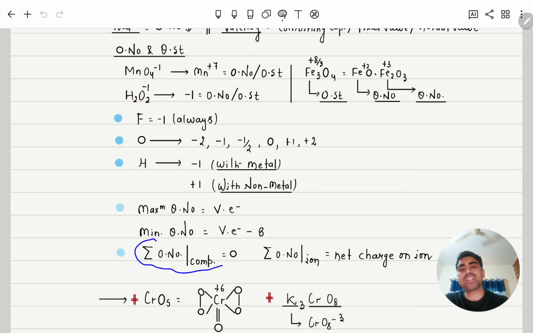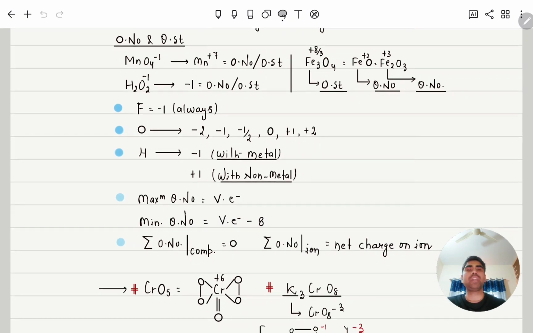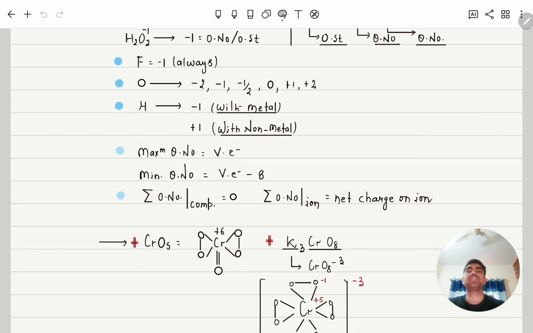While calculating oxidation number, when we add the oxidation numbers algebraically, if the species is neutral, the sum will be equal to 0. But if it is an ion, cation or anion, the sum of the oxidation numbers of each element is equal to the net charge present on it. According to that, we can calculate an element's oxidation number.